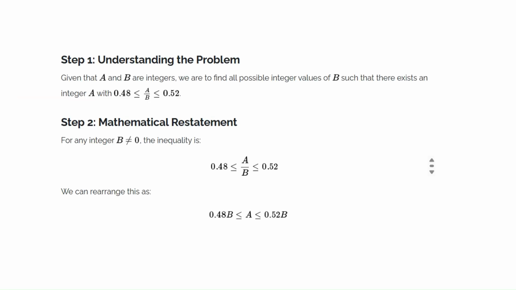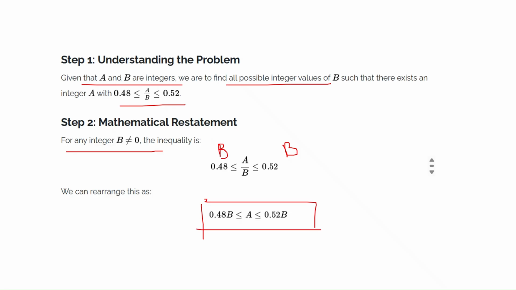So let's formalize this problem. We are given two integers. We have to find the possible integer values of b that would satisfy the condition that a by b is within the range 0.48 to 0.52. For any integer b not equal to 0, we can multiply both sides by b to get a is within the range 0.48b to 0.52b.